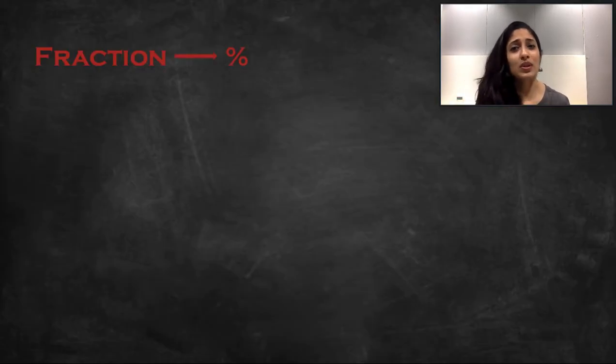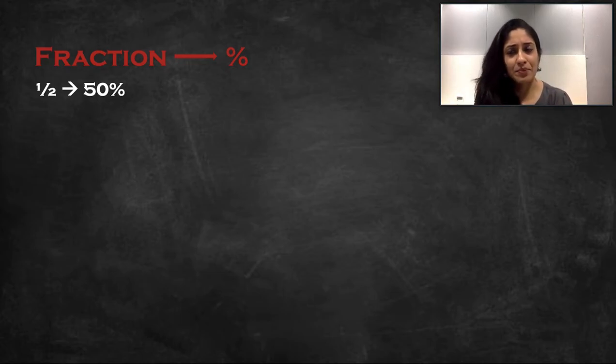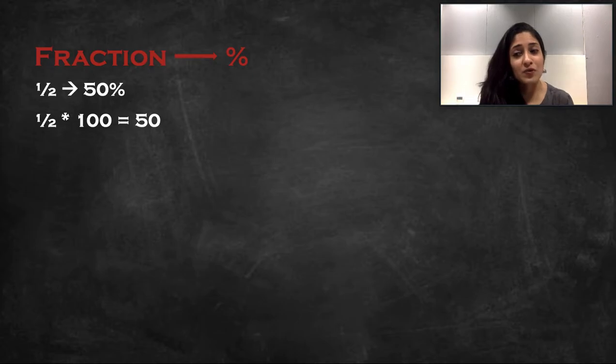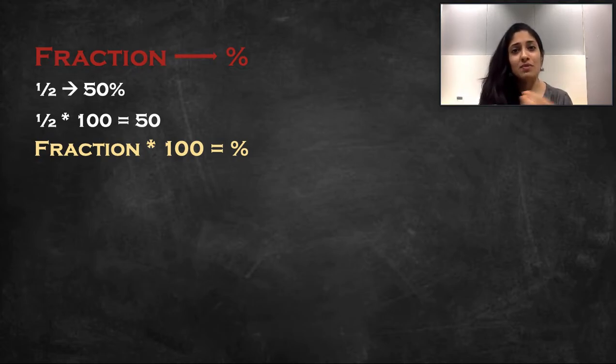Now, how to convert any fraction into percentage? Taking an example, we know half as a fraction is equivalent to 50%. How do we get to 50? Half into 100 gives you 50. So, I can conclude that any fraction multiplied by 100 gives you its equivalent percentage.